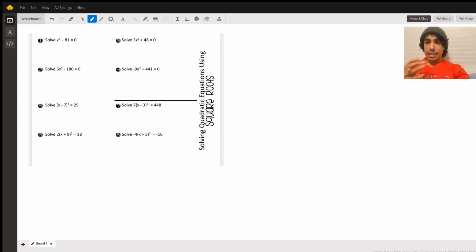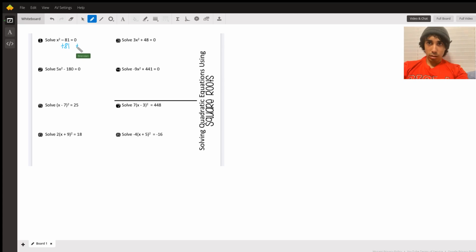All right, so the idea is every time what we're going to want to do is isolate the thing that is being squared. So here's what that means: we're going to look for whatever is being squared, right? Right now, here in number 1, it's that x. That x is the thing with an exponent on it, right? That little 2, that's an exponent, so that's being squared. All right, and we want to get that all by itself. So to do that, we've got to move that 81 over to the other side. So we're going to add 81 on both sides.